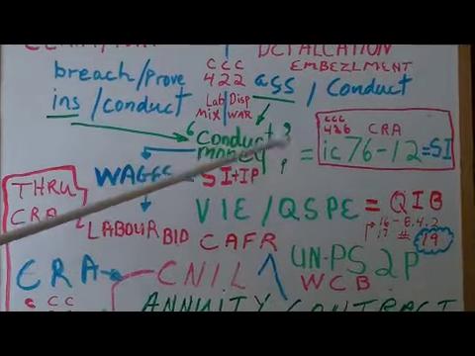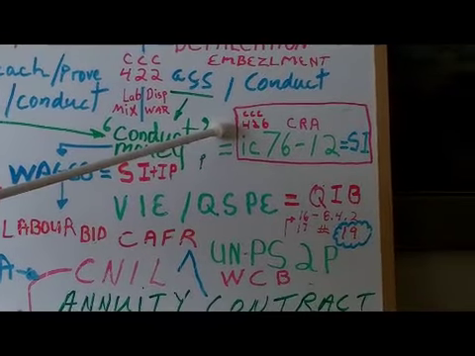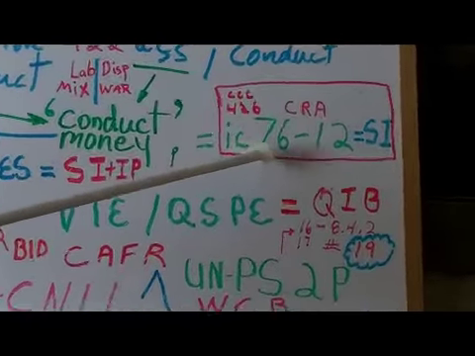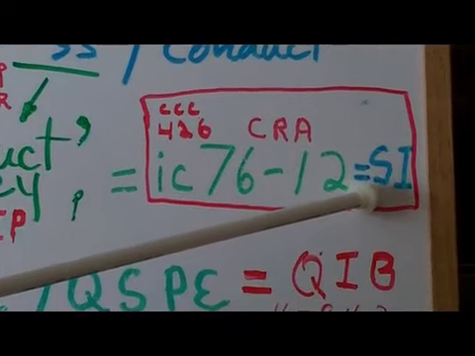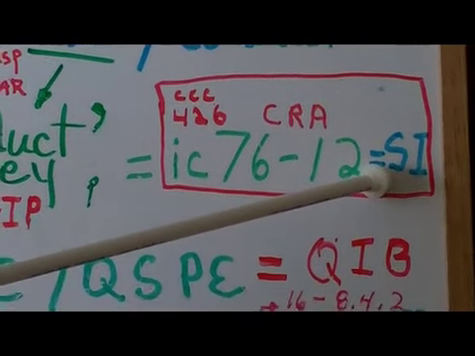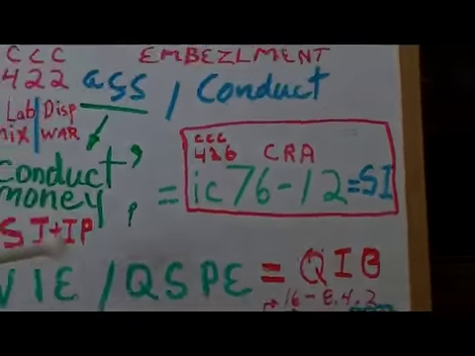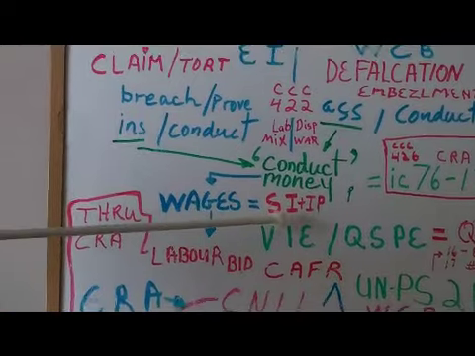Who's going to get the conduct money? Criminal Code 426 is secret commission. It's all backroom banking. IC is internal circular 7612 from CRA, a private contract agreement, a constructive trust between you and CRA under sovereign immunity. A contract in a back room. It's all based on wages.